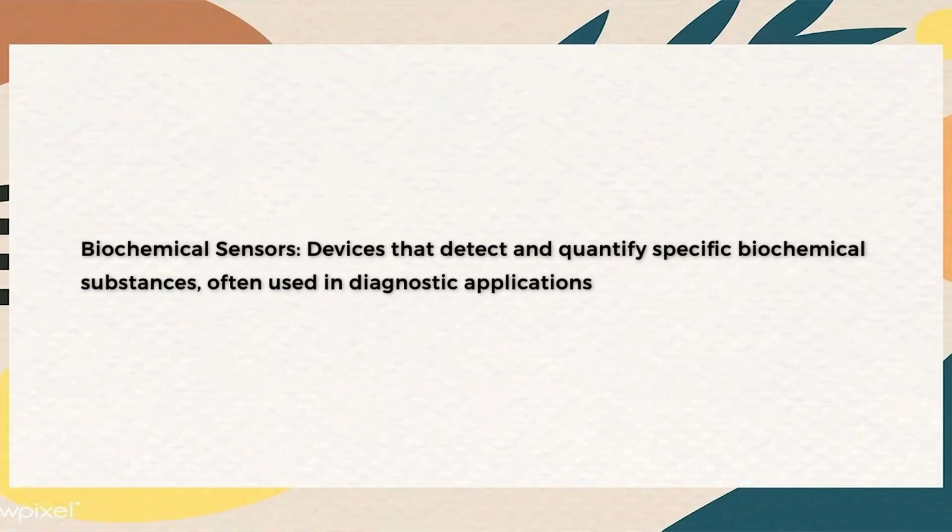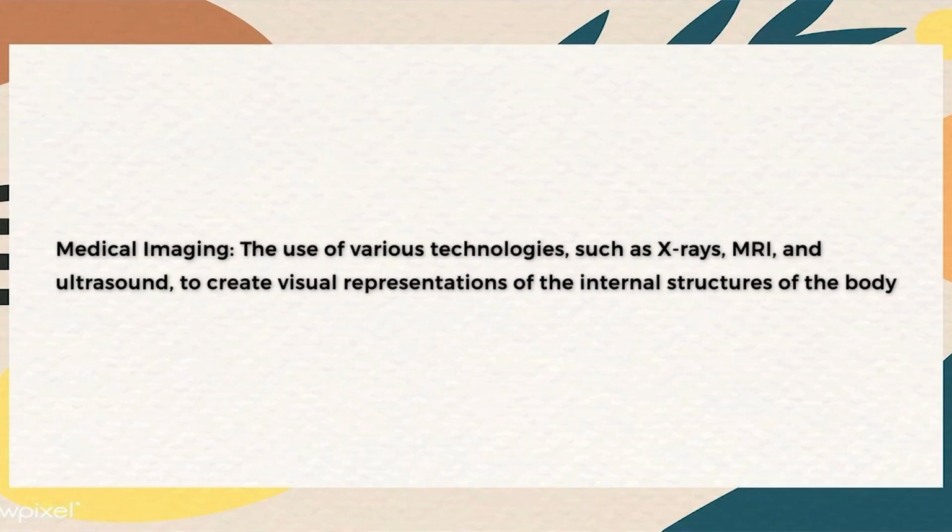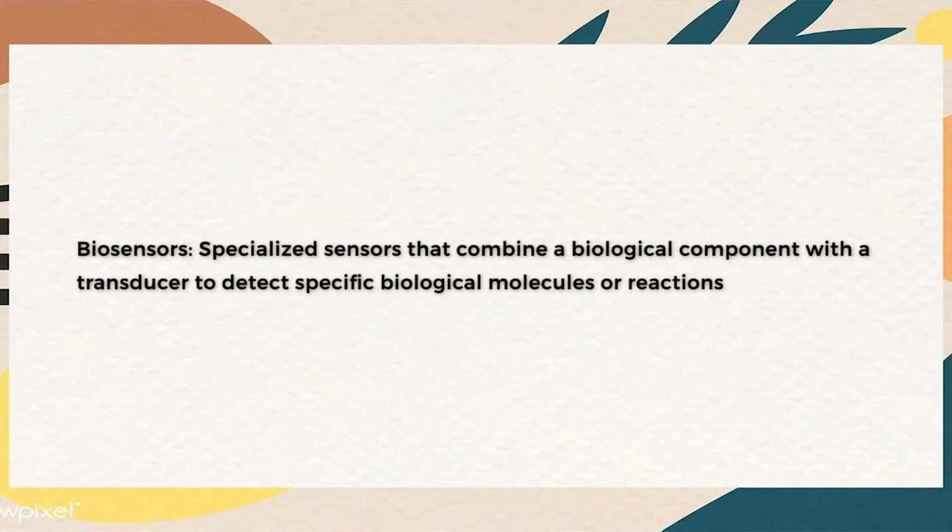Sixth, biochemical sensors, devices that detect and quantify specific biochemical substances, often used in diagnostic applications. Seventh is medical imaging, the use of various technologies such as X-rays, MRI and ultrasound to create visual representations of the internal structure of the body. Eighth is biosensors, specialized sensors that combine a biological component with a transducer to detect specific biological molecules or reactions.